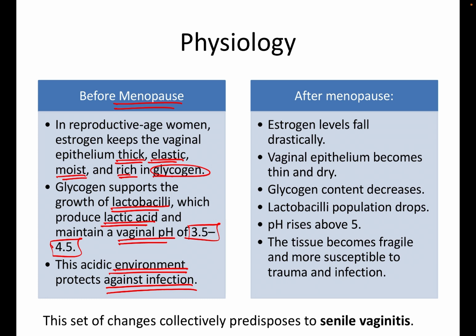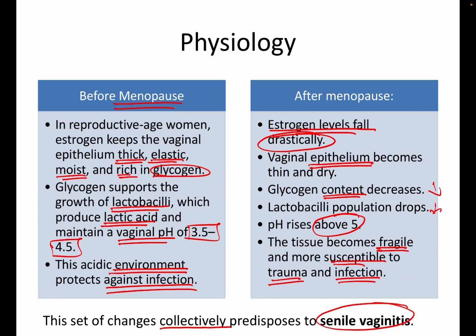Whereas after menopause, estrogen levels fall drastically. Therefore, the vaginal epithelium becomes dry, glycogen content decreases, and the lactobacilli population also drops. Therefore, the pH rises above 5. The tissue becomes fragile and more susceptible to trauma as well as infection. This set of changes collectively predisposes to senile vaginitis.